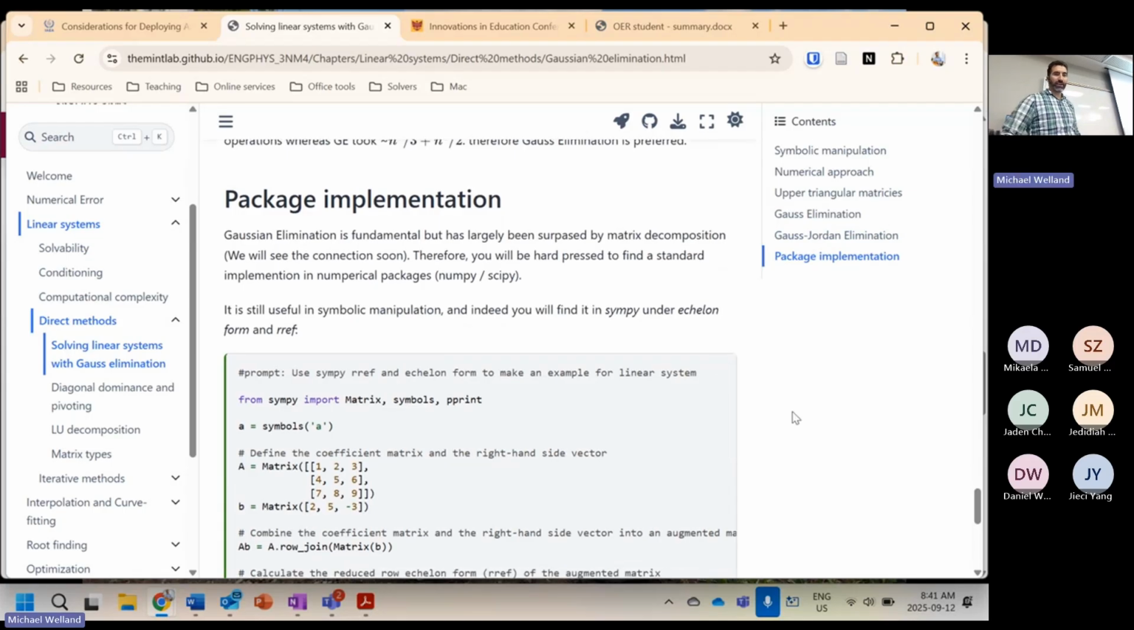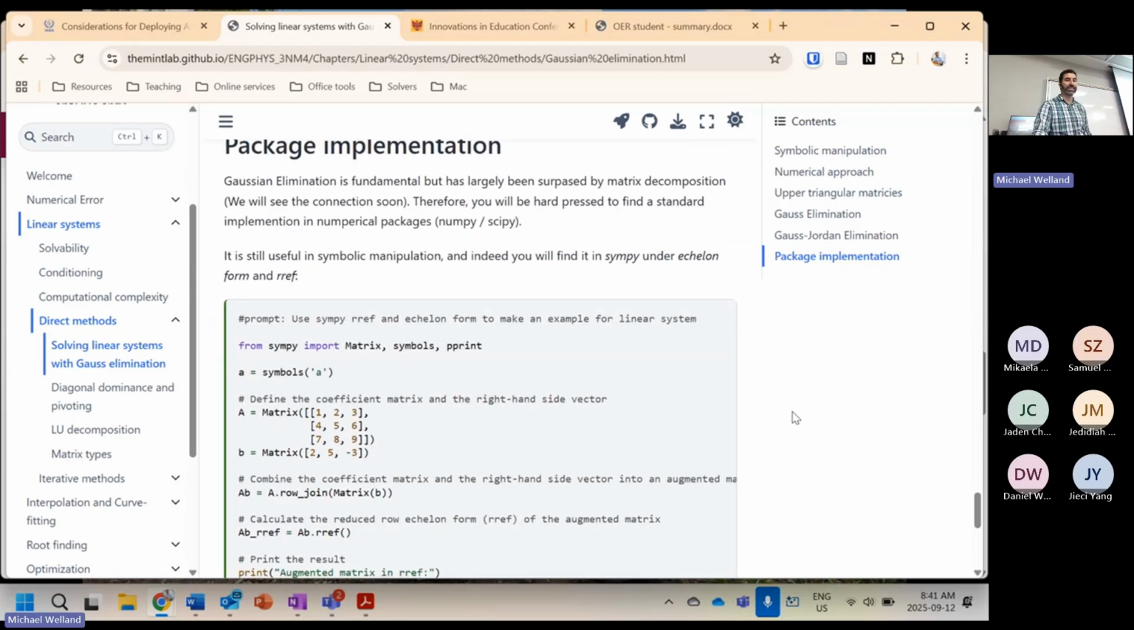Okay. Gaussian elimination is very fundamental, but it's largely been surpassed by matrix decomposition. We're going to learn exactly what that means. It's been surpassed, and it's effectively obsolete to the point where it's not even implemented in most Python environments. NumPy, SciPy, none of these have Gaussian elimination. If you did want that, you would need to look up SymPy.